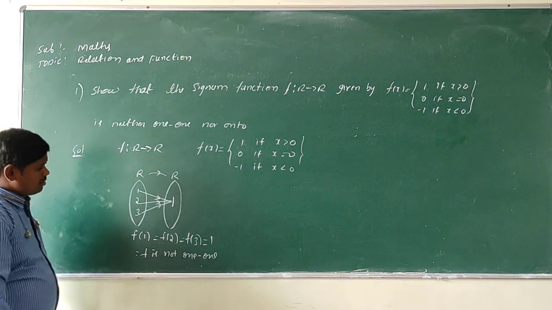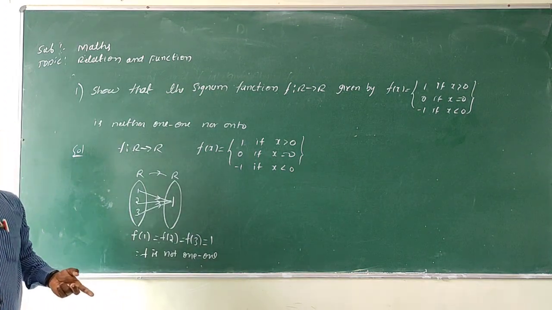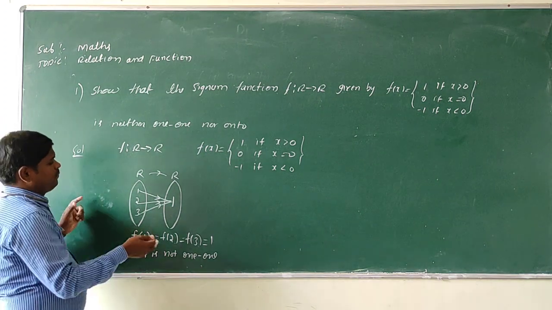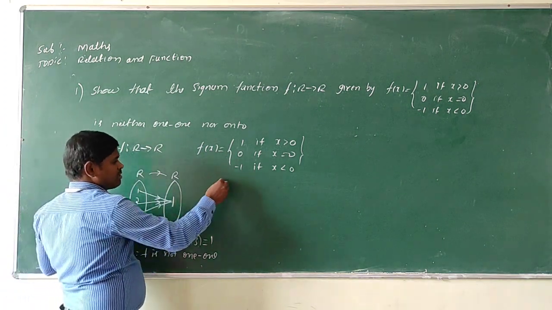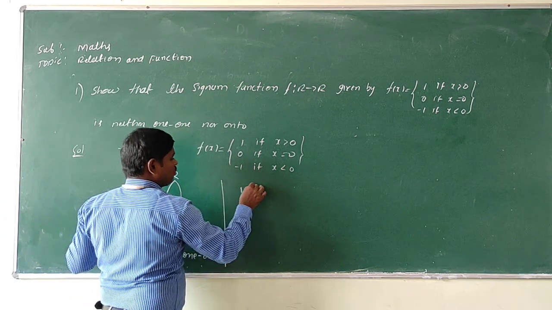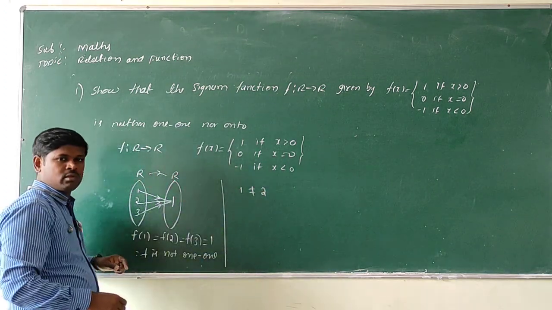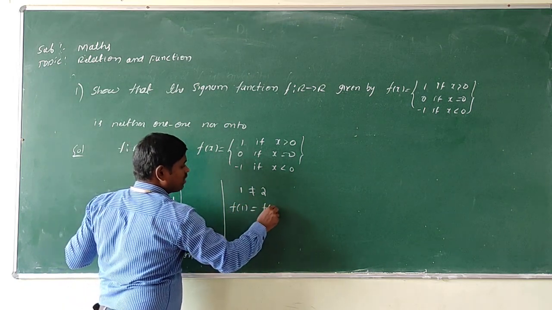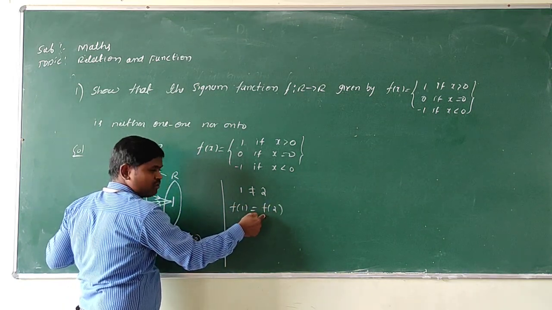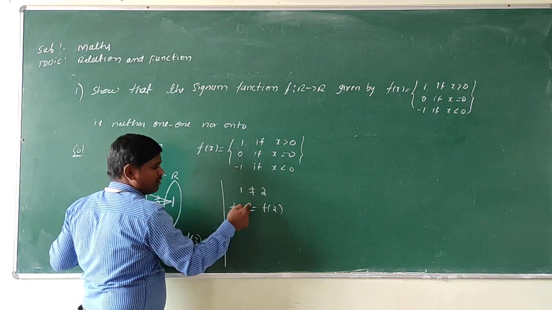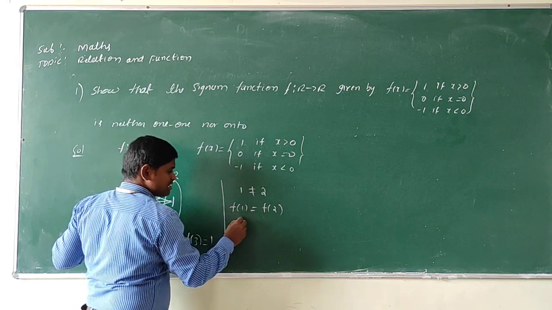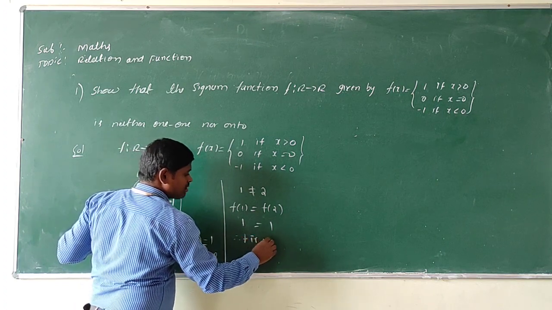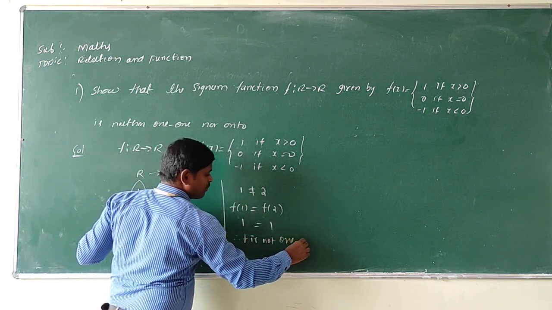Clear? We can also solve this example by using the working rule. Now, what does the working rule mean? We take two elements, 1 is not equal to 2, but f of 1 is equal to f of 2. So f of 1 is equal to 1, and f of 2 is also 1. Therefore f is not 1-1.